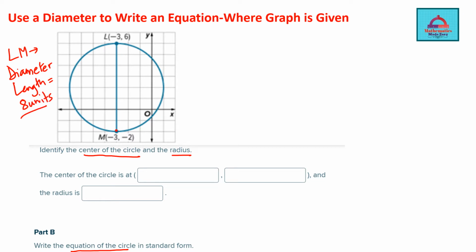Now once you know the diameter, your radius will be half of that. So that means 8 divided by 2. So 4 units is the radius. So one part of the question is done where you have got your radius. Now let's look at the center.